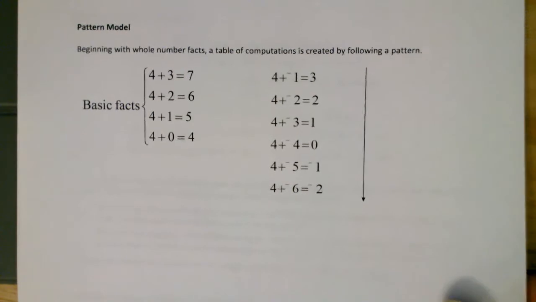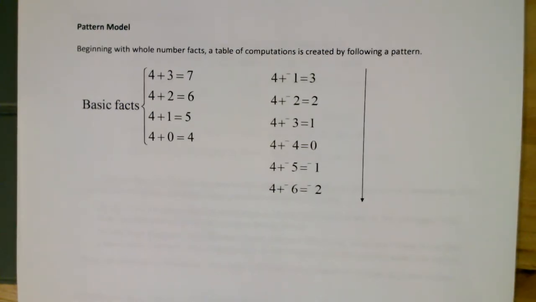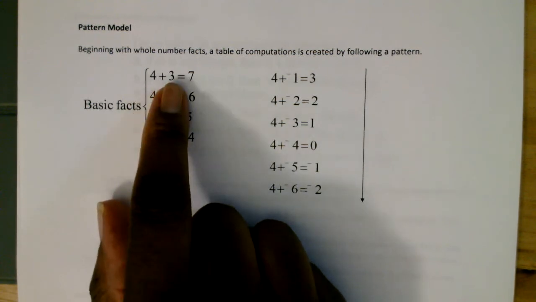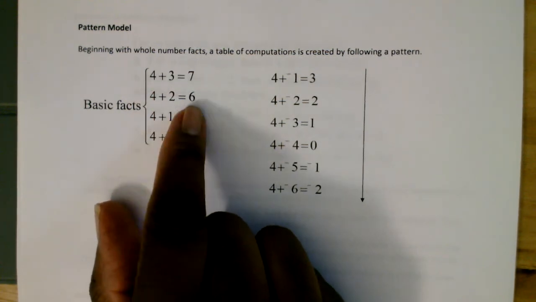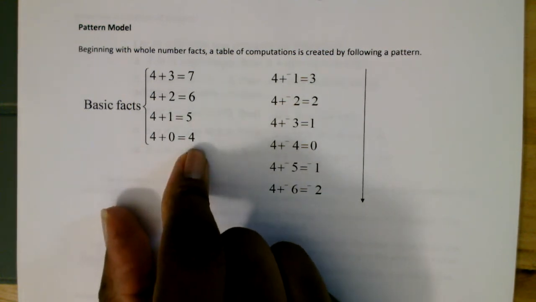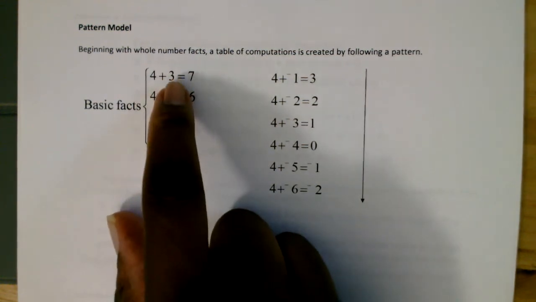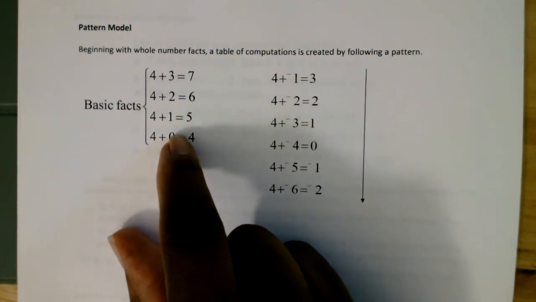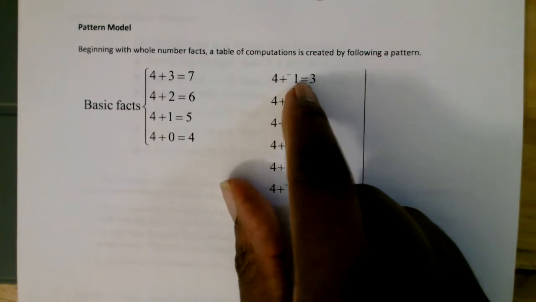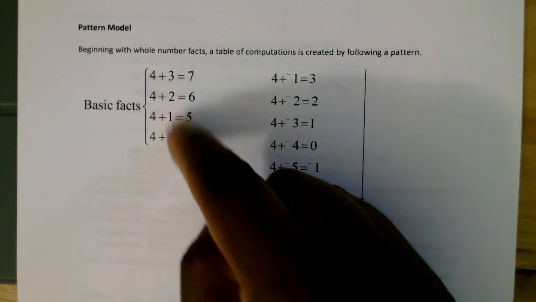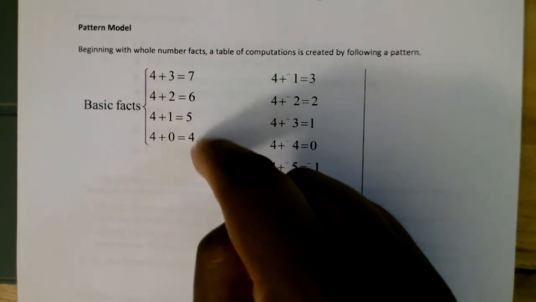All right. Next, we'll look at the pattern model. So beginning with whole number facts, a table of computations is created by the following pattern. So like here are some basic facts: 4 plus 3, which is 7, 4 plus 2, which is 6, 4 plus 1, which is 5, 4 plus 0, which is 4. And then we continue this by, as you can see, decreasing the second number by 1. So we go past 0 to -1. So like 4 plus -1 is going to be 3.